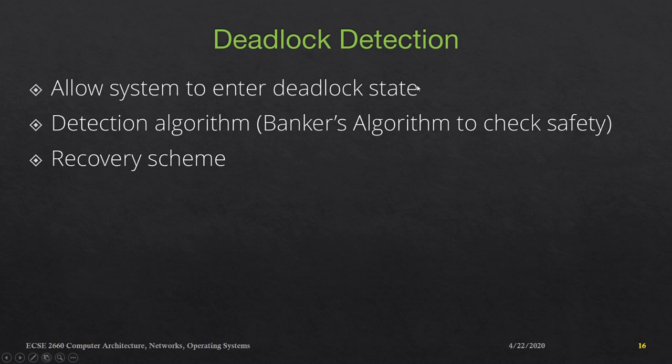Now let's talk about deadlock detection. So in this case, we are going to allow bad things to happen. So we are going to allow the system to enter into the deadlock state. Then by using some sort of an algorithm, we are going to look at Banker's algorithm over here to specifically check for safety. It is also called a safety algorithm. So by using that algorithm, we can detect whether there is a deadlock or not. And the last step is, we'll see how we can recover from a deadlock. So allow it to go into deadlock, detect it, recover from it.